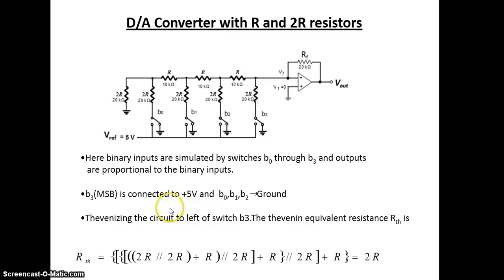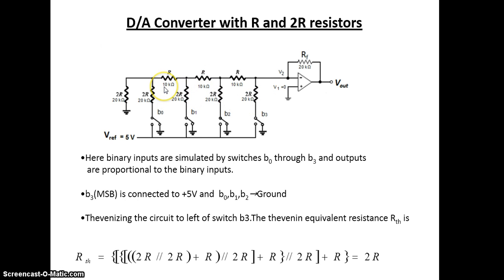Now next is the D to A converter with R and 2R resistors. So this is the D2A, what is called a ladder network. This is the circuit diagram for the D2A converter. See here, you are using only two combinations of resistors, R and 2R.